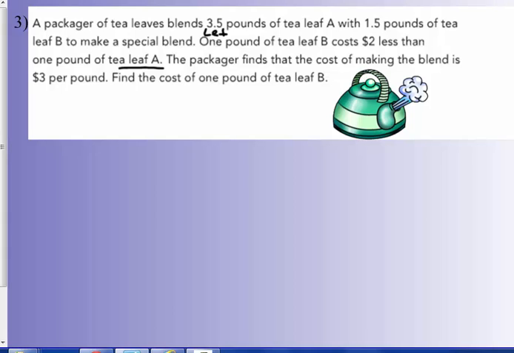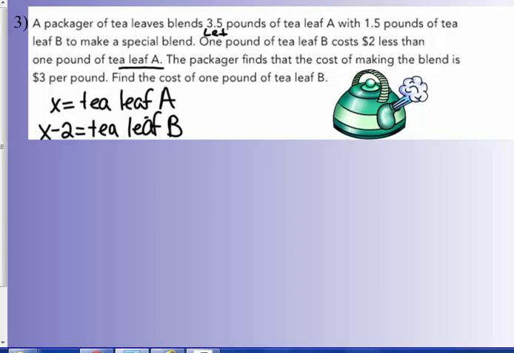1 pound of tea leaf B costs $2 less than 1 pound of tea leaf A. I'm still going to let x equal tea leaf A. I could do it the other way, and you may want to do it the other way. So x minus 2 is tea leaf B. I'm going to solve this to find A and then subtract 2 to get the B, answering the question that's being asked.